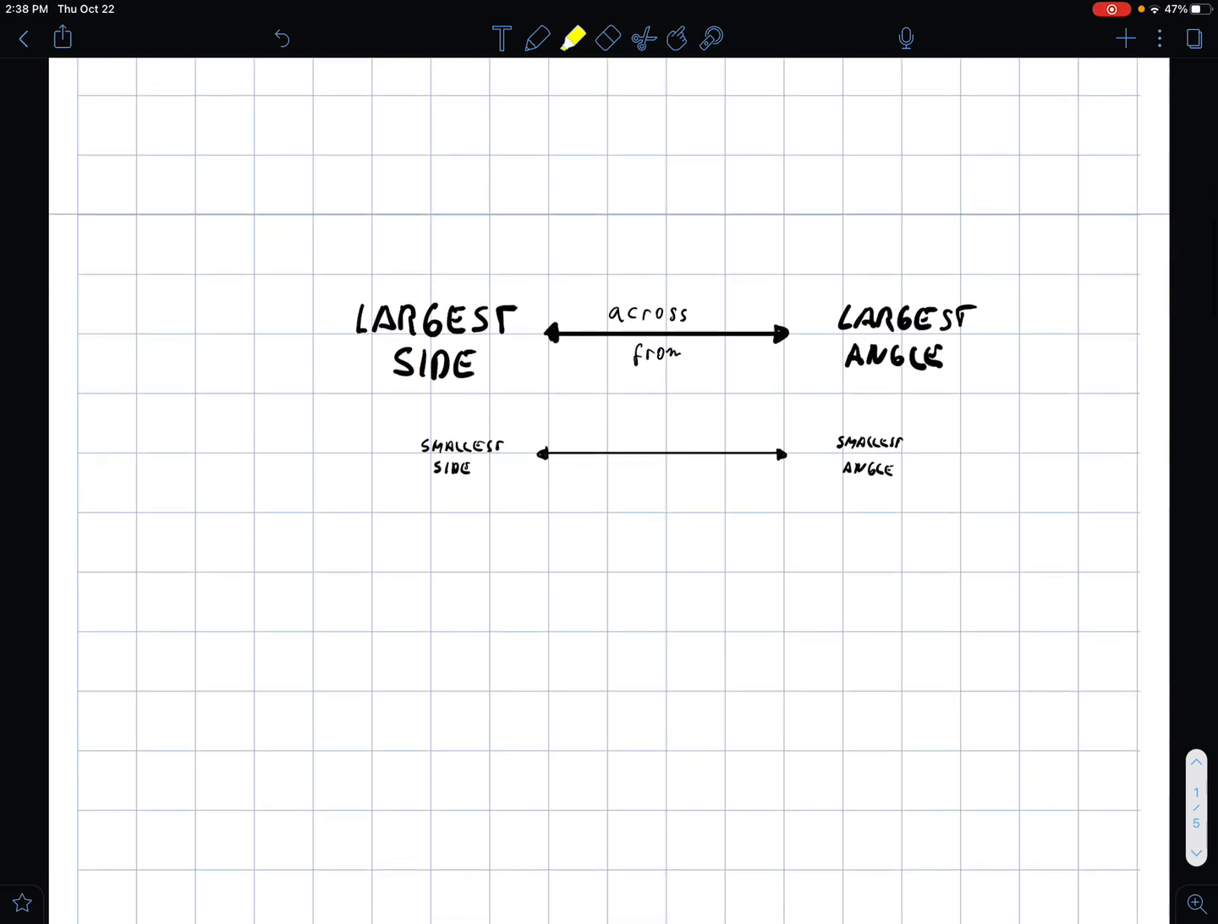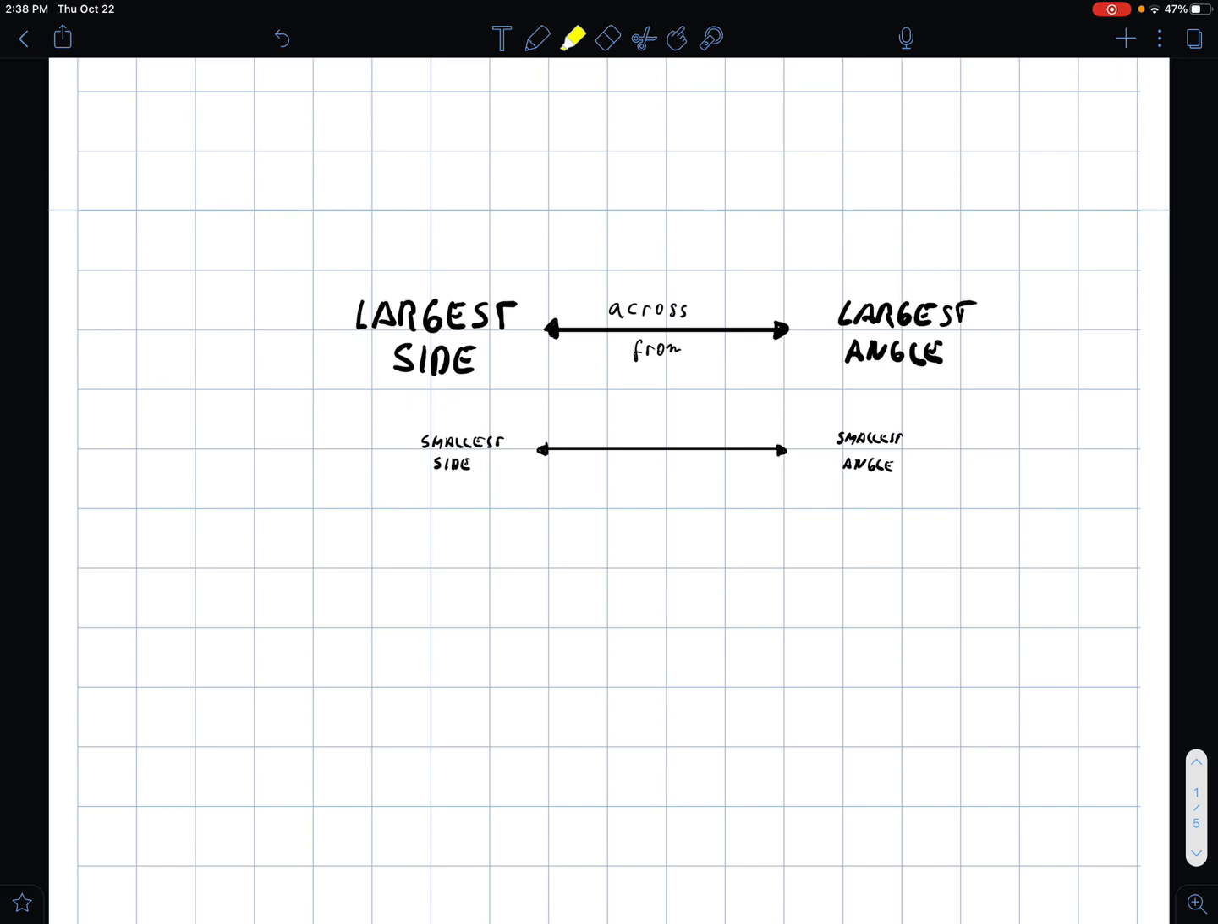So here's our summary for it. The largest side is always across from the largest angle. And the smallest side is always across from the smallest angle. And you can think about it this way, right? This side is going to be pretty small, the angle is very small. If I had a bigger angle, I would have a bigger side, and that kind of makes sense.